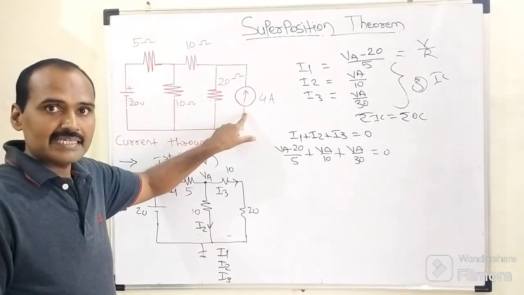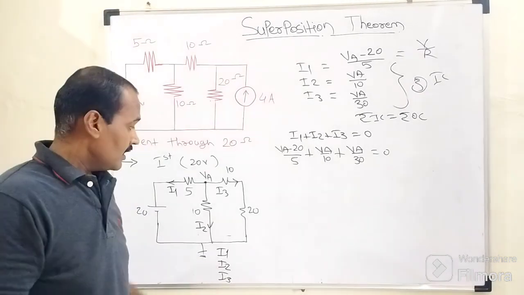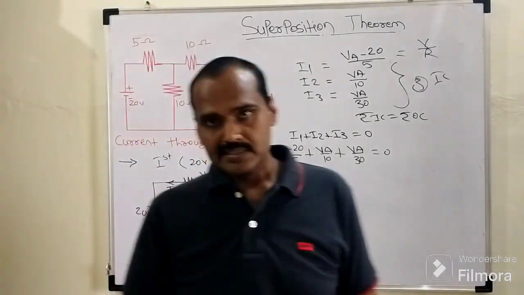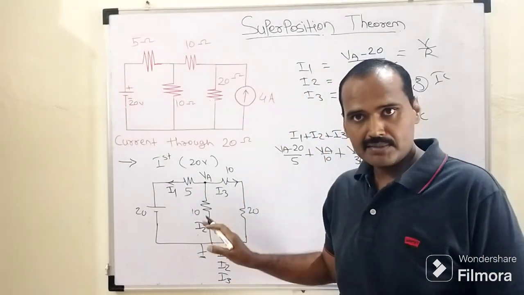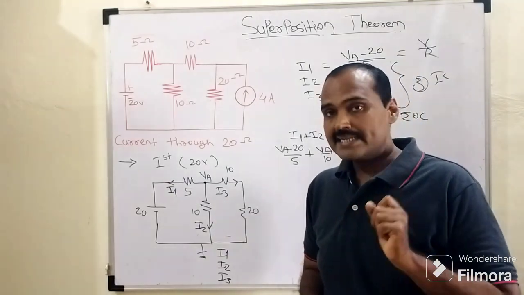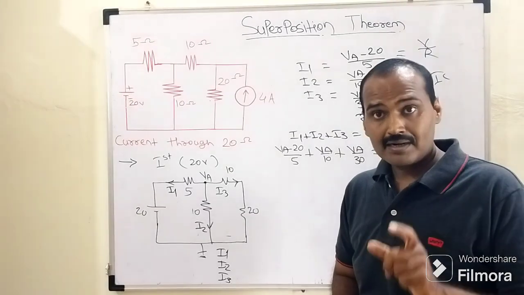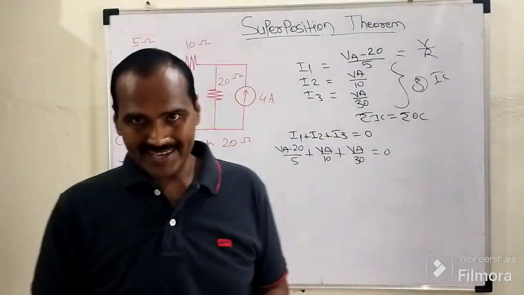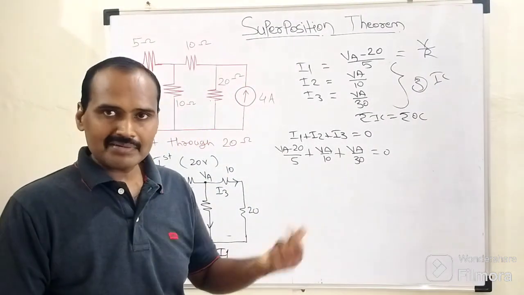When this 20 volt battery is being considered, this 4 ampere current source is no more with us. So the existing circuit is to be analyzed with the help of the nodal analysis technique. We come to the conclusion that there will be one main node and one dummy node. So we need to apply Kirchhoff current law at that main node. As a result, the summation of incoming current equals the summation of outgoing current. Now we don't have any incoming currents and there are three outgoing currents, I1, I2, I3, equals 0.